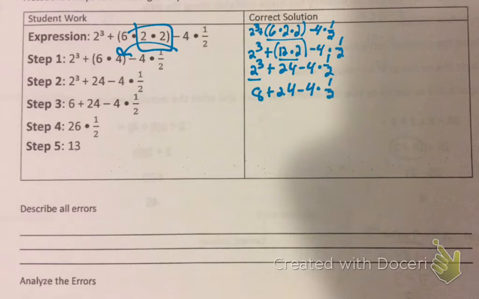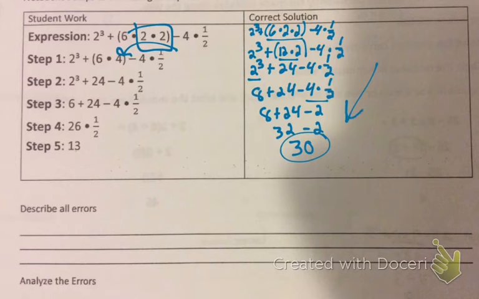Okay, what do we have next? Well, we have 4 times 1/2. That's going to be 2, because half of 4 is 2. 8 plus 24 minus 2. Okay, 8 plus 24 is 32 minus 2, and that gives us 30. Once again, this was one from yesterday. Hopefully you got this one correct.